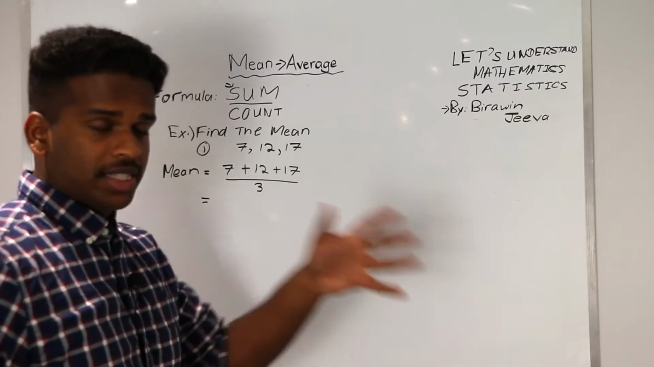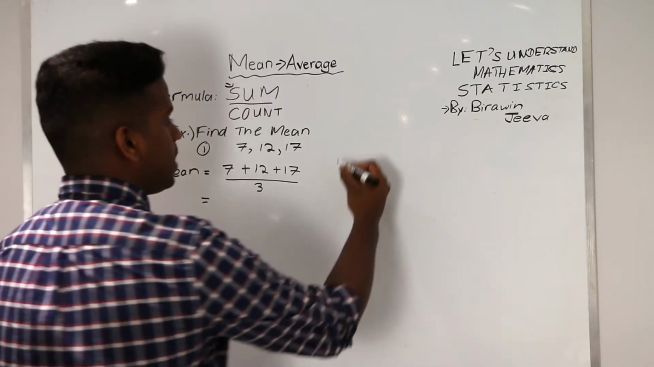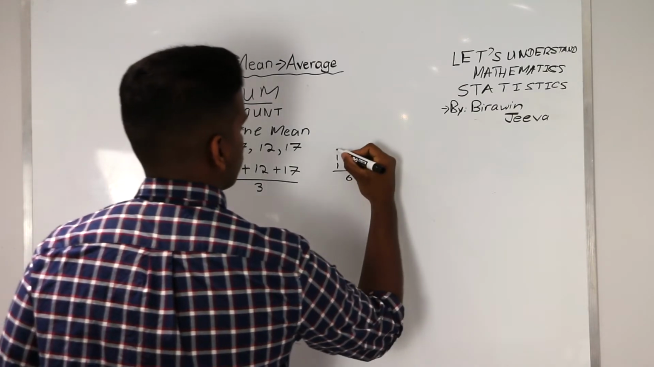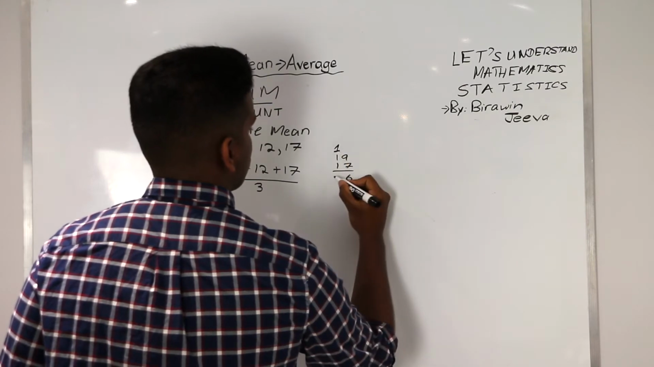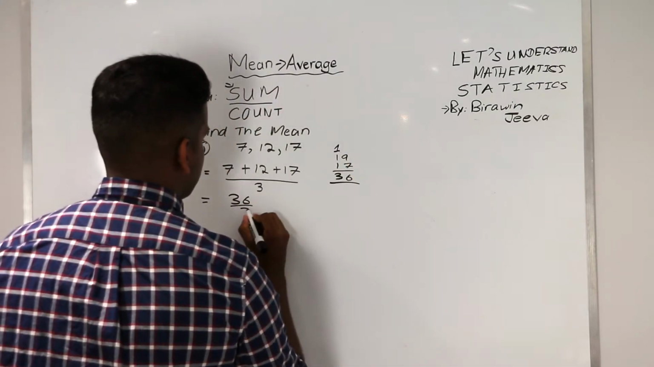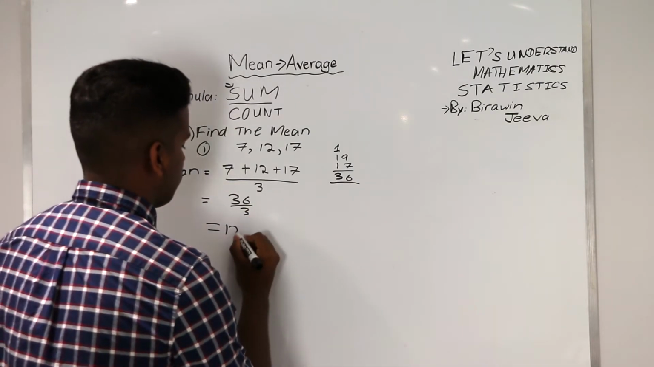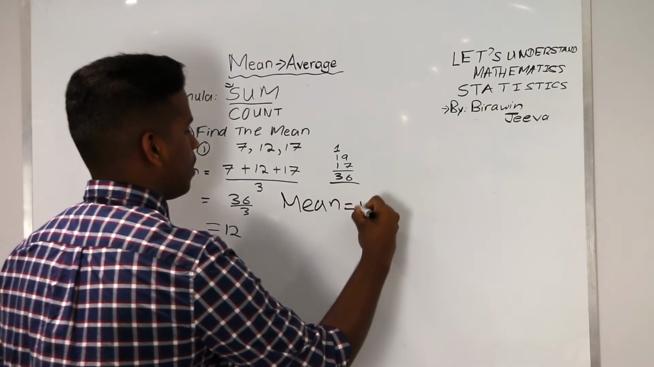7 plus 12 plus 17. So 7 plus 12, we know, is 19. 19 plus 17 is 36. 36 divided by 3 gives us 12. So we know that the mean equals 12.